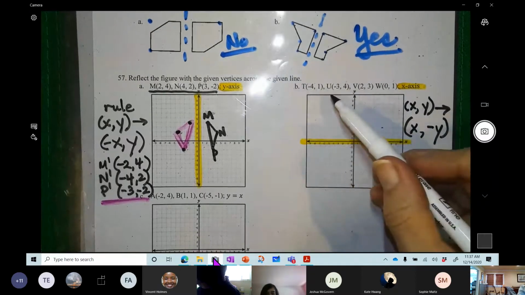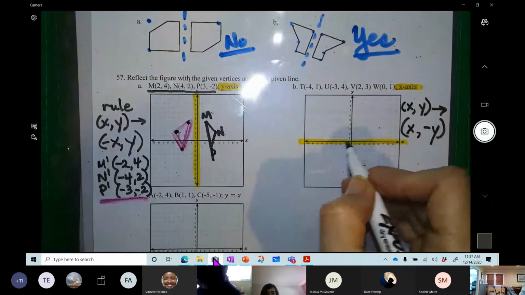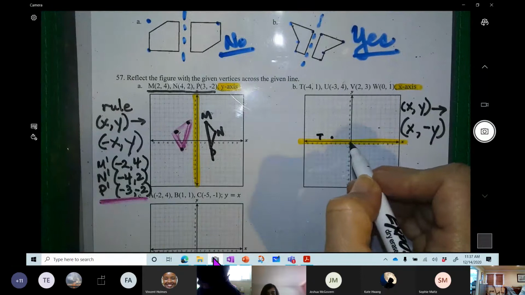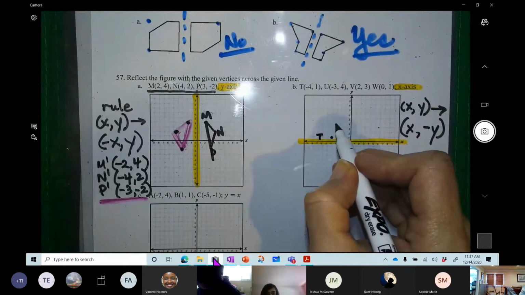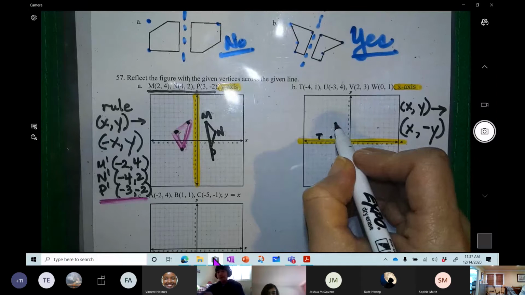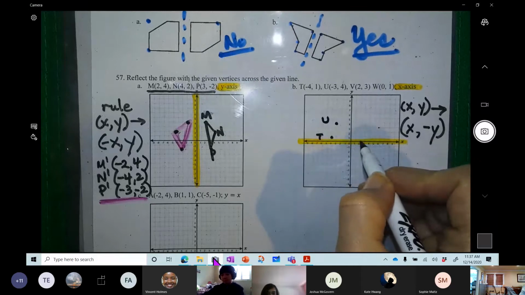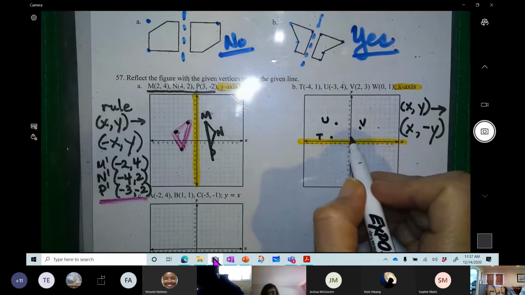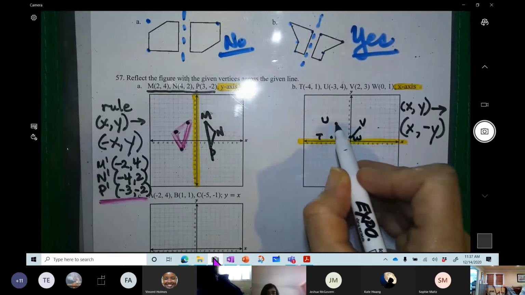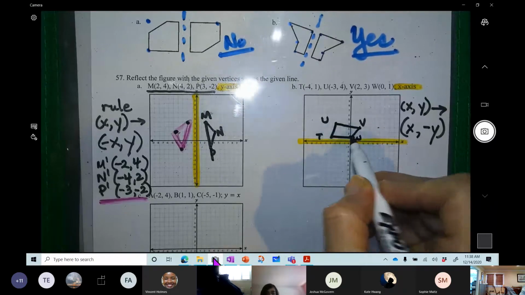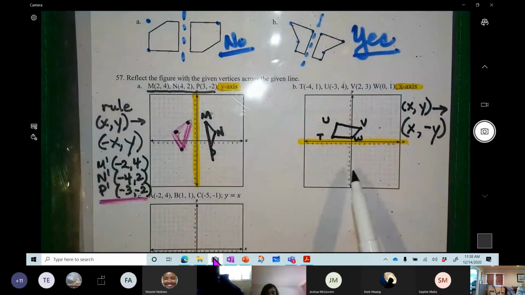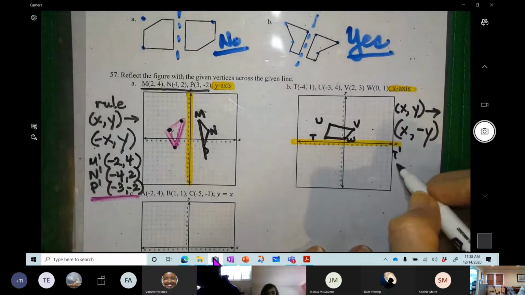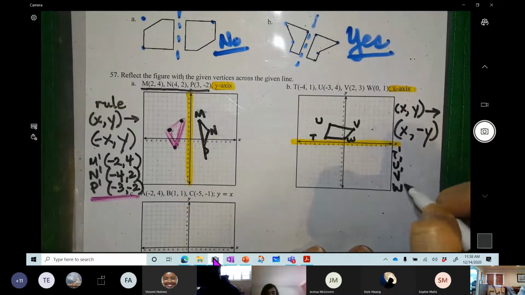So then here's T, U, V, W. T is -4, 1. U is -3, 4. V is 2, 3. And W is 0, 1. So I'll basically have one that looks like down here if I get the points right. Okay, so T prime, U prime, V prime, W prime.